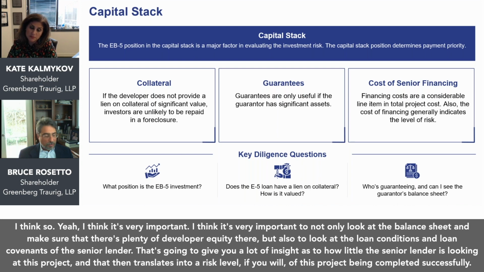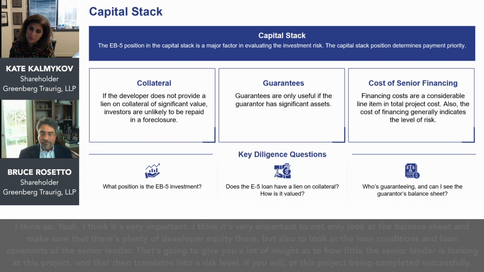I think it's very important to not only look at the balance sheet, right, and make sure that there's plenty of developer equity there, but also to look at the loan conditions and loan covenants of the senior lender, because that's going to give you a lot of insight as to how the senior lender is looking at this project, and that then translates into the risk level, if you will, of this project being completed successfully.